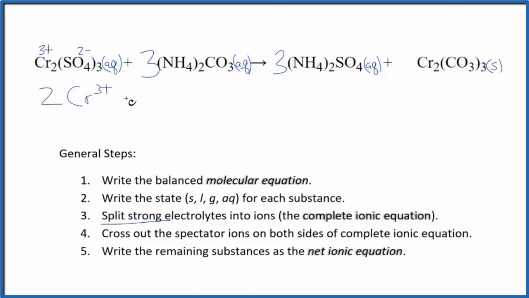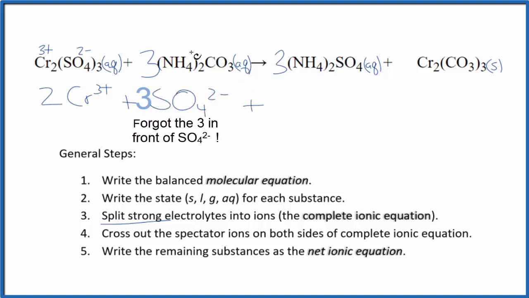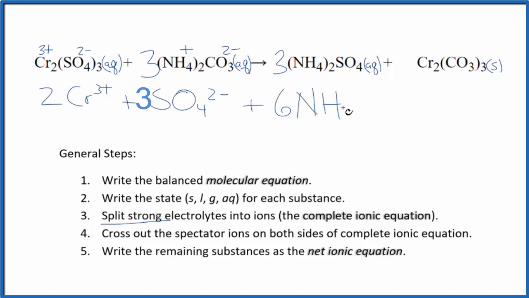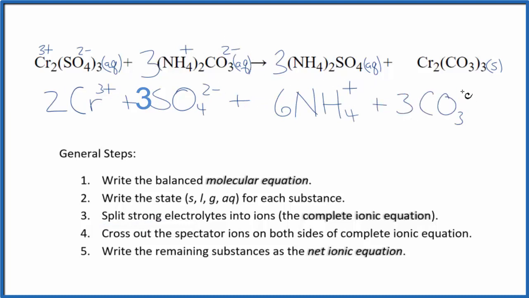I'll write aqueous at the end. Plus 3 sulfate ions. Plus the ammonium ion, good one to remember, always has a 1 plus. And the carbonate, that's always 2 minus. So we have 3 times 2, 6 ammonium ions. Then we have 3 of these carbonate ions. So these are the reactants in the complete ionic equation.